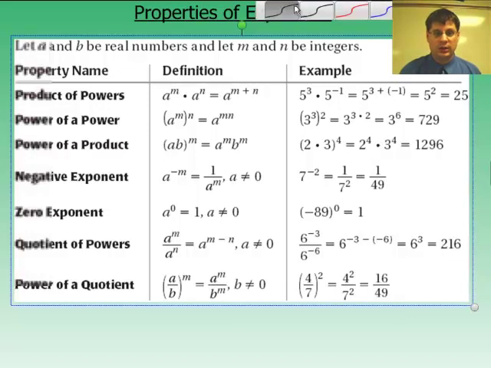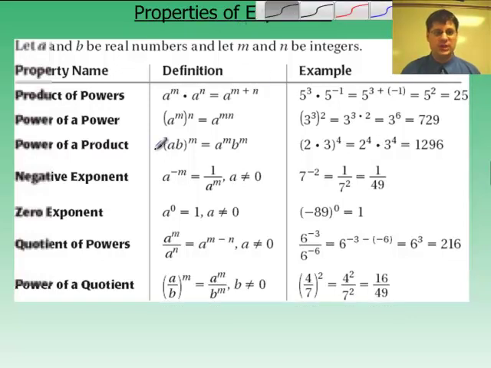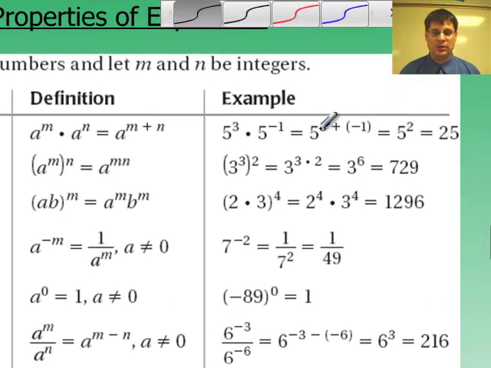So the first property is the product of powers. Product meaning multiplying, and then powers, well, with exponents. Basically, if I have a to the m power times a to the n power, we're going to add the exponents together. So that's going to be a to the m plus n. So if I had 5 to the third times 5 to the negative 1, then that's going to be 5 to the 3 plus negative 1, or 5 squared, which would simplify to just 25.